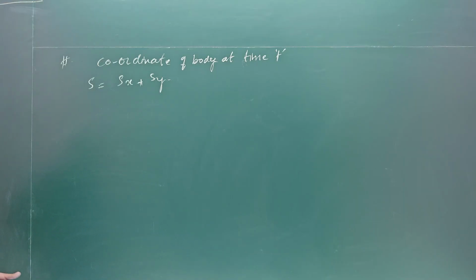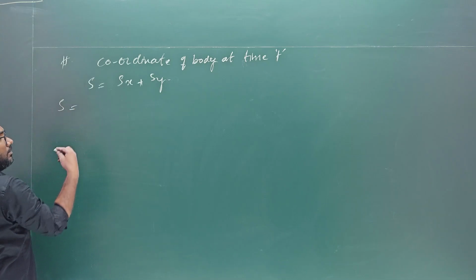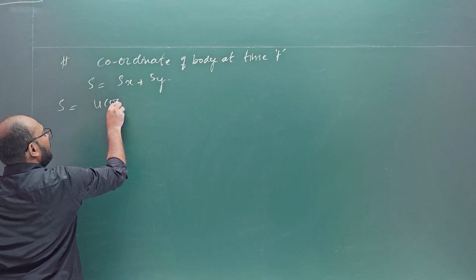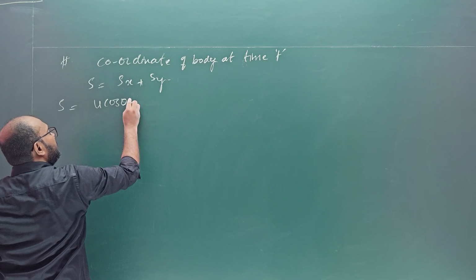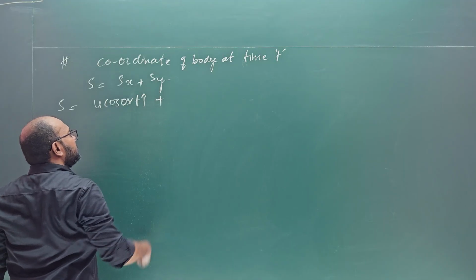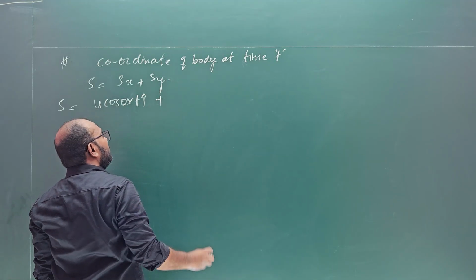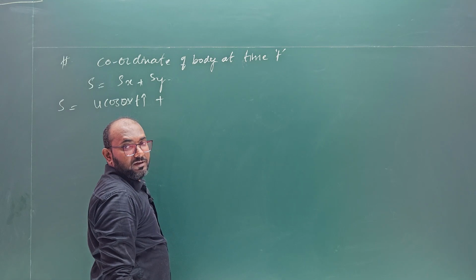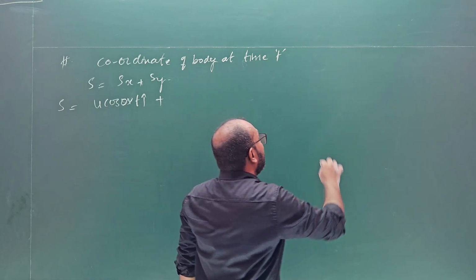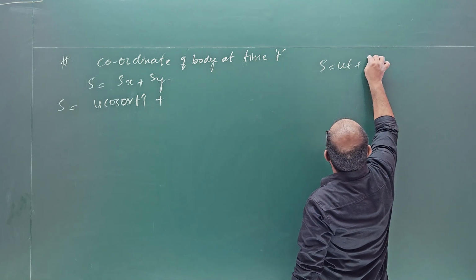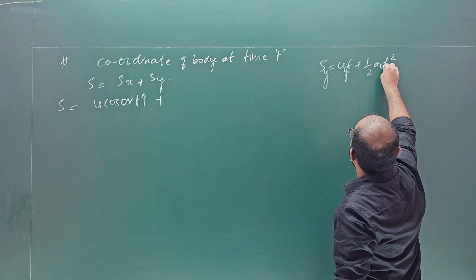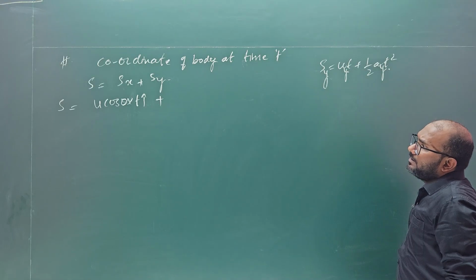Sx. What is the velocity along the x-axis? Beta, velocity along the x-axis is always constant, ux. So sx can be written as u cos theta i cap into t, and plus this value changes with respect to time. That means s is equal to uxt plus half axt square. Such a formula, right? S is equal to ut plus half at square. Only in y it changes, so uy, and this becomes y, and over here you get a negative sign.